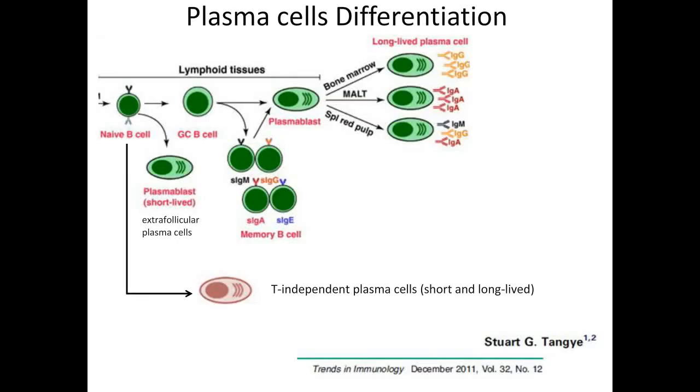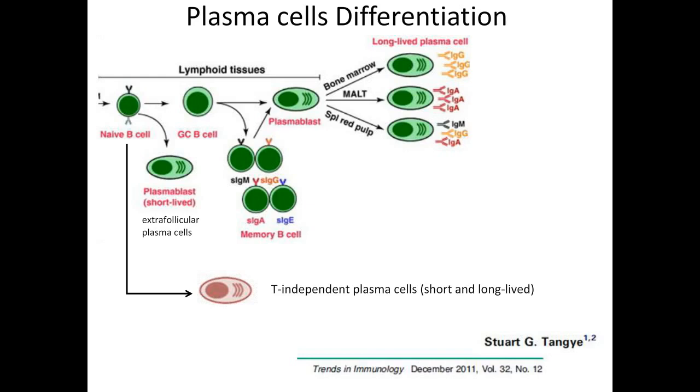So back to normal plasma cells. Plasma cells can develop from a variety of sources and come in many varieties. Most classically, they arise from naive B cells that pick up protein antigen and interact with T cells, and then they can enter into a germinal center reaction where they can modify the affinity of their receptor for antigen.